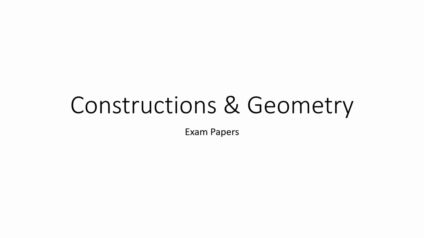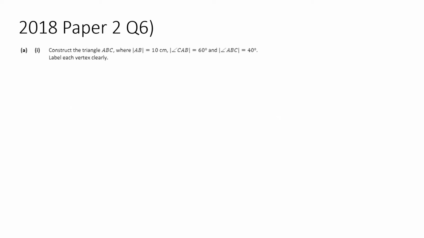So this is the 2018 paper 2 question 6. So it's a constructions and geometry question. What we have here is we're asked to construct the triangle ABC, where AB is 10 centimeters, angle CAB is 60 degrees, and ABC is 40 degrees, and label each vertex clearly.